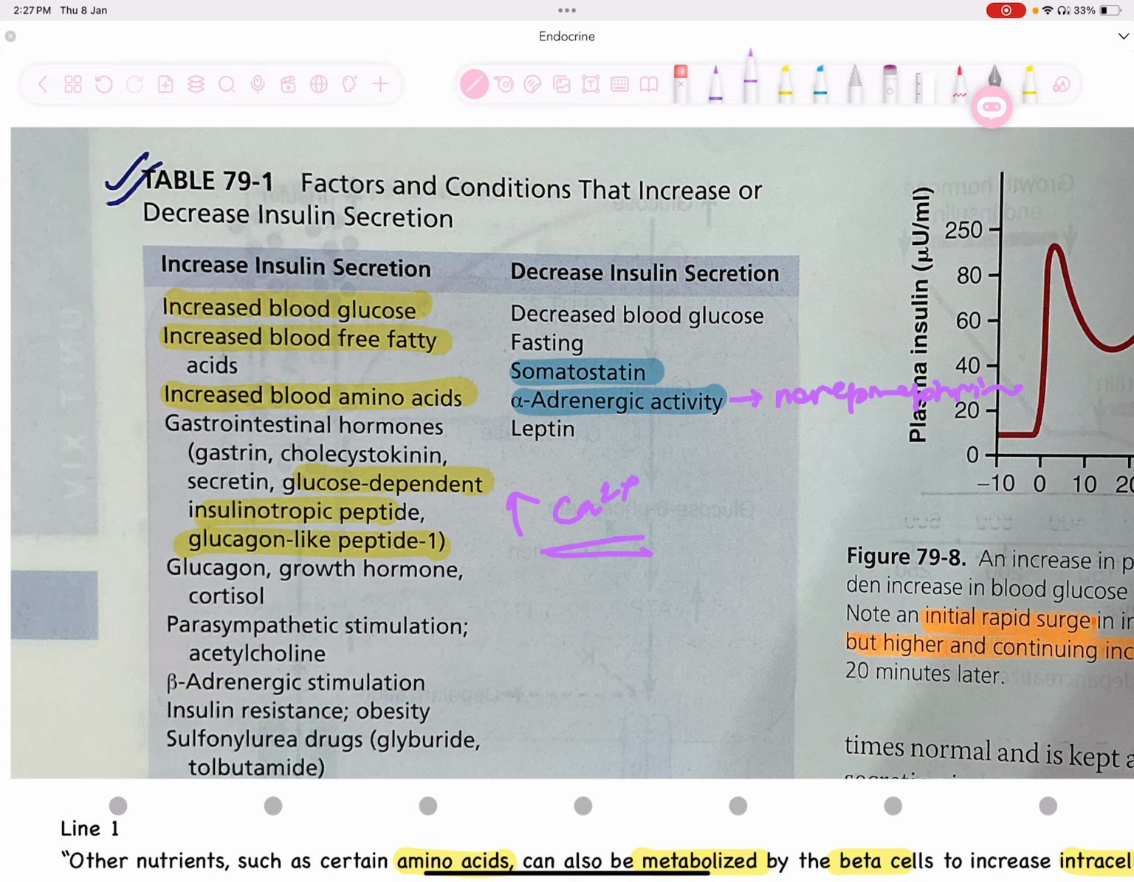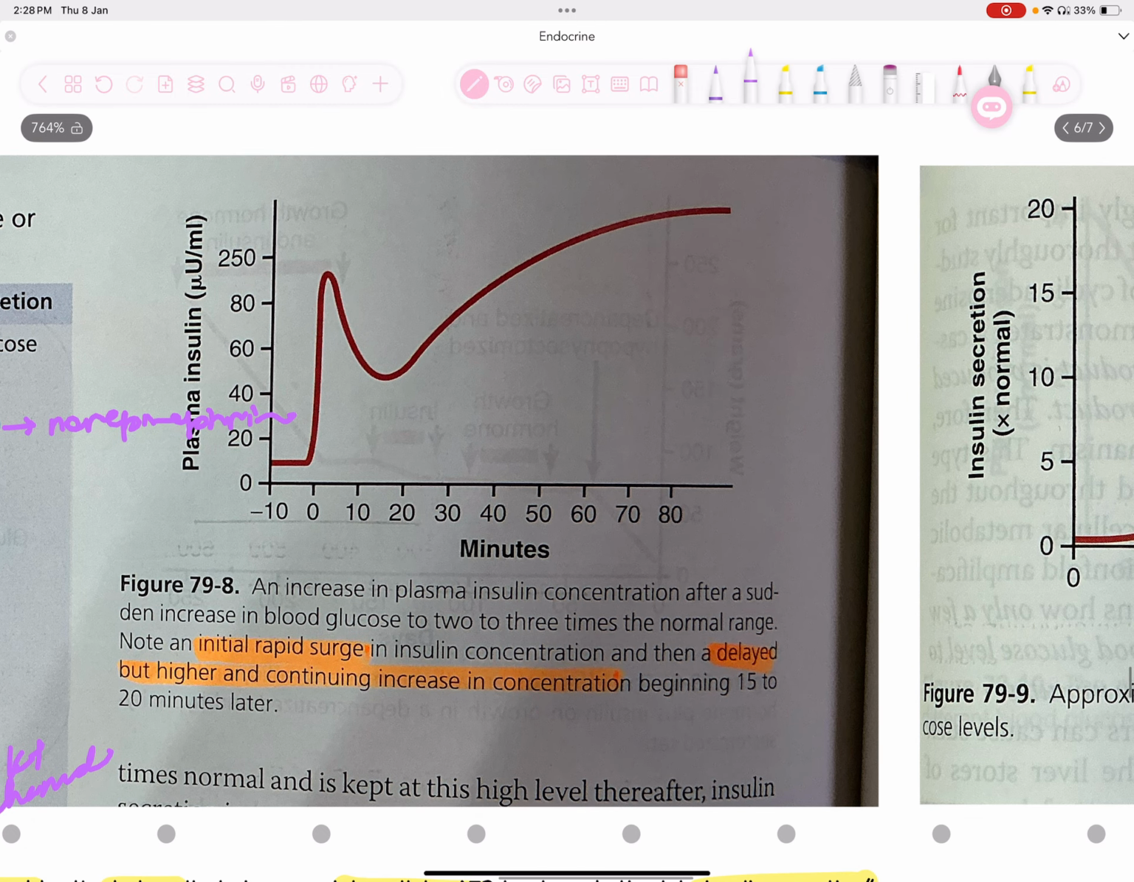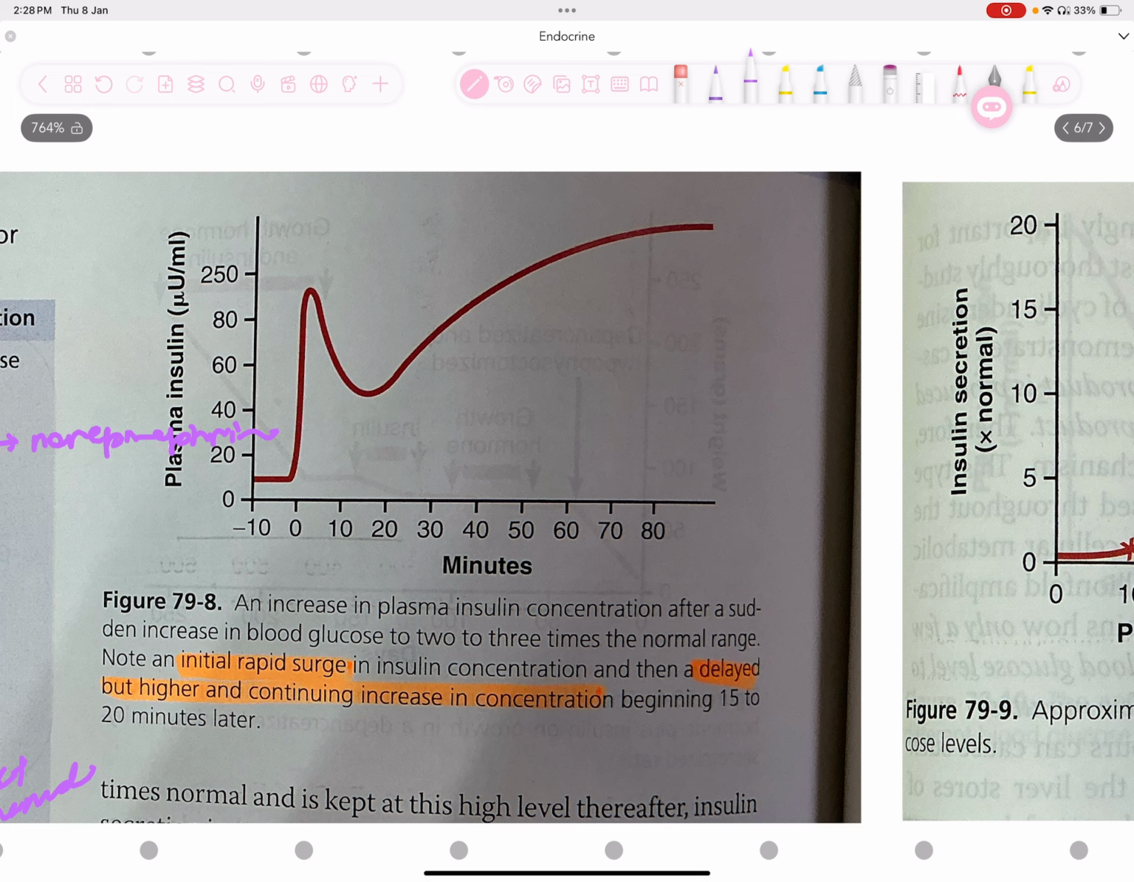And then we had sulfonylurea drugs. What do they do? These are the examples, and these directly block the potassium channels. Then moving forward, this is the graph that tells you an increase in plasma insulin concentration after a sudden increase in blood glucose.